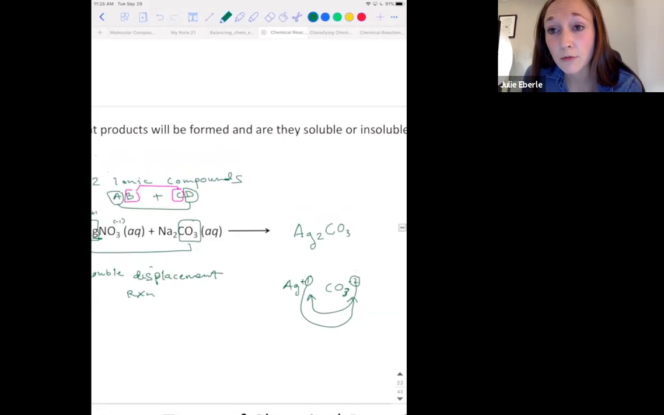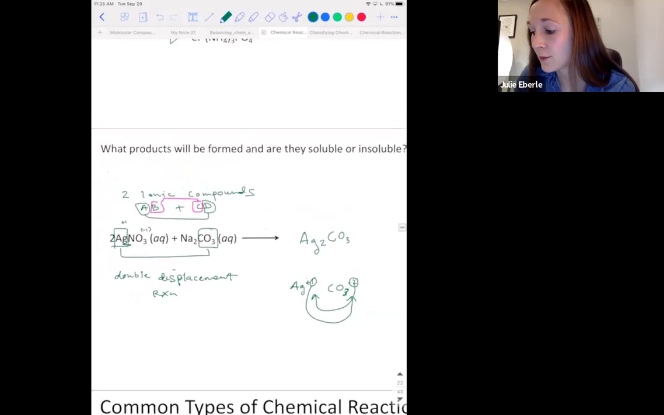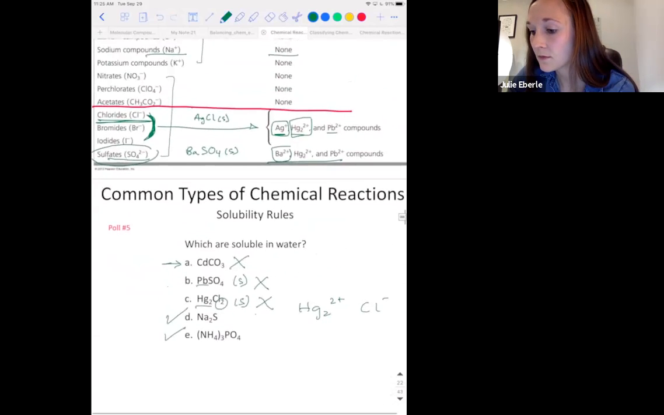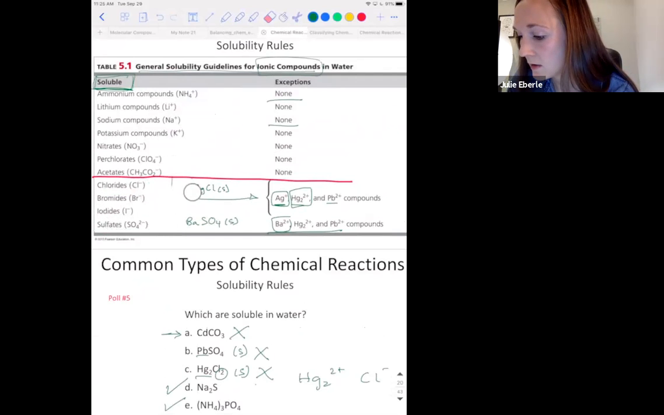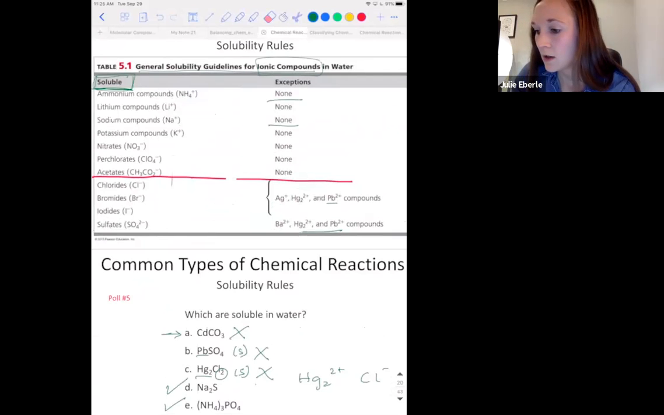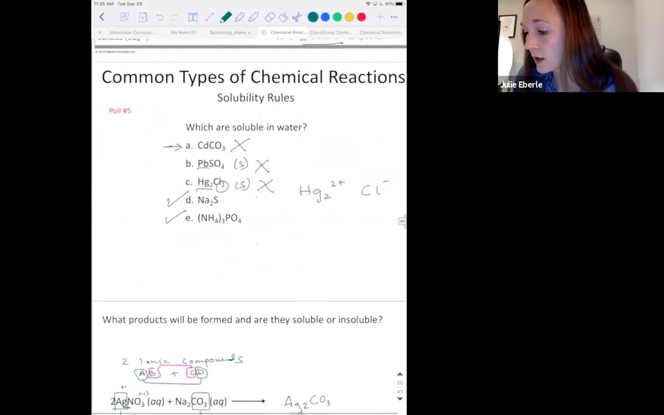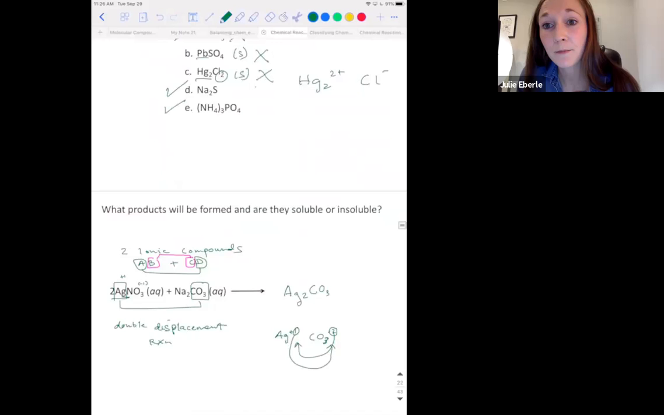Now, is it soluble or not? Let's look at our solubility rules. I'm going to erase a little bit because when I write all this, it looks cluttered and I can't keep things straight. I don't see silver on here anywhere. It's not any of my cations, and I don't see carbonate. So is silver carbonate soluble or insoluble? It is insoluble, meaning I'm going to put an S right here to indicate that it will form a precipitate.